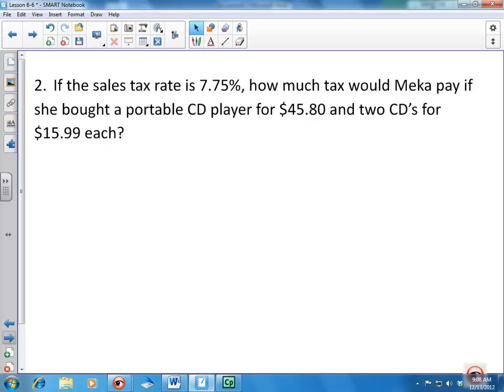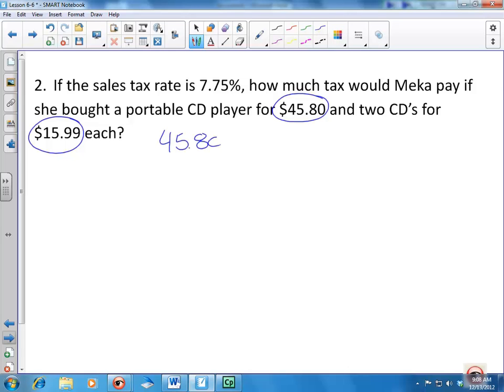Now, before we can multiply, we have to find our total of the items that she's buying. Because look, she's buying one item that's $45.80, and then she's buying 2 CDs for $15.99 each. So really, to find our total, we're going to have to get our $45.80 plus our $15.99 plus our $15.99. Okay, that's going to give us our total that we're going to be charged tax on. We have to find that first. Okay, so whenever we add those guys up, what does that give me?